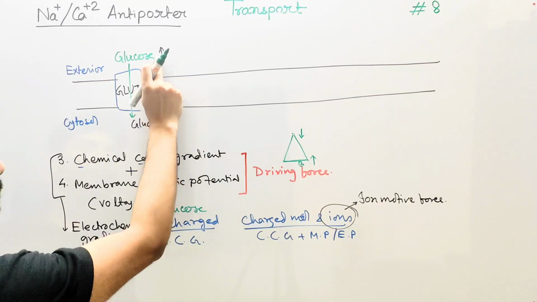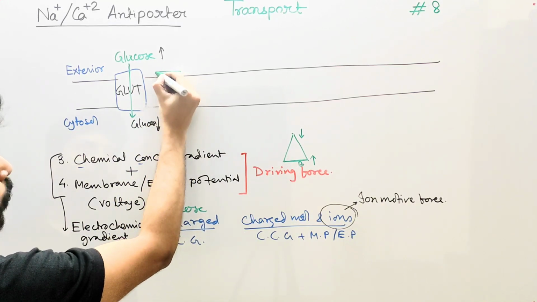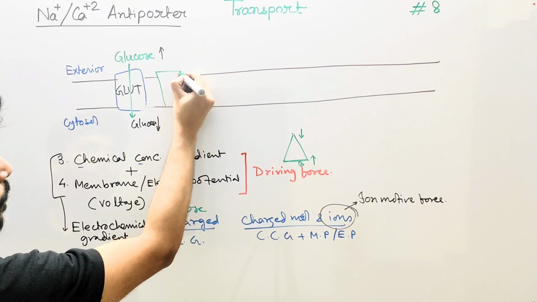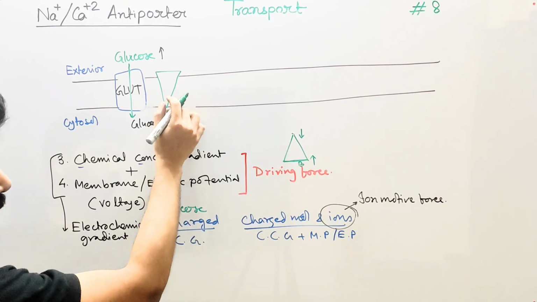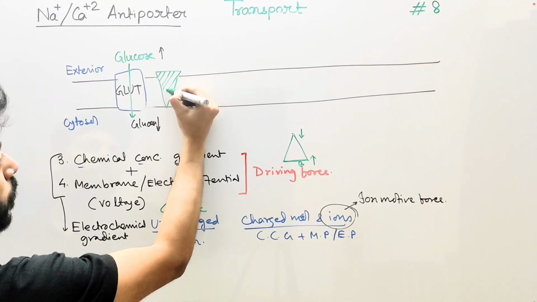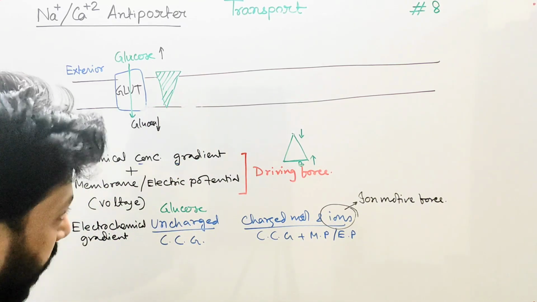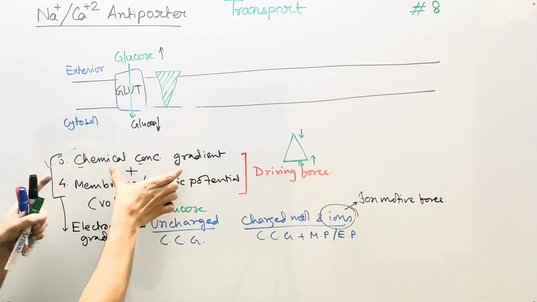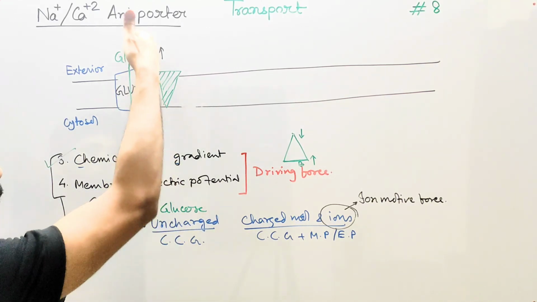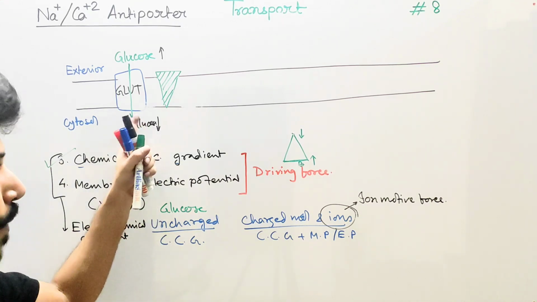For glucose, because the glucose concentration is high outside, we draw the base outside and the tip of the triangle inside. That shows that glucose is higher outside. In this way we can represent the chemical concentration gradient. And in case of glucose, this is the driving force for the molecule to get inside the cells, and this is passive transport.